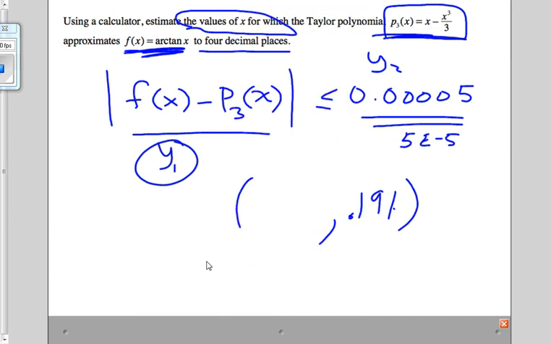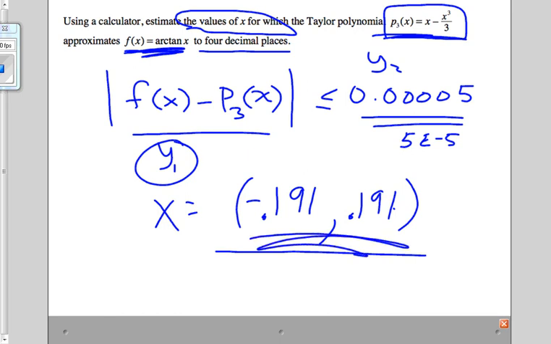And so what we just showed is that for x equal to that range of values, my third degree polynomial approximation for arctan will give me an error that is within 4 decimal places. So that gives me a range of x values for which I can appropriately use my Taylor approximation.